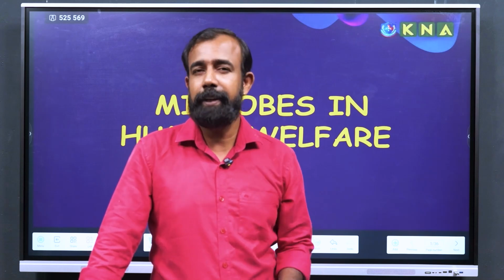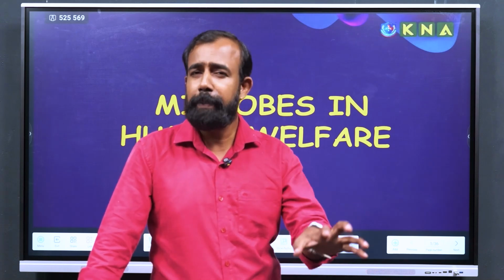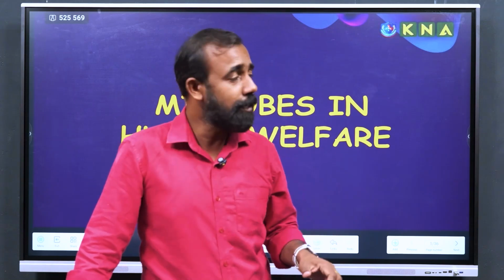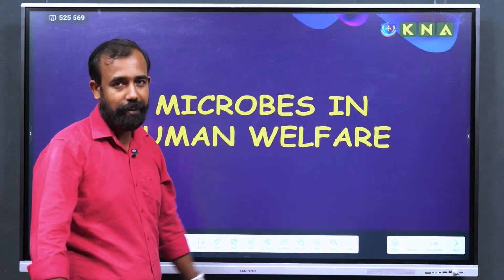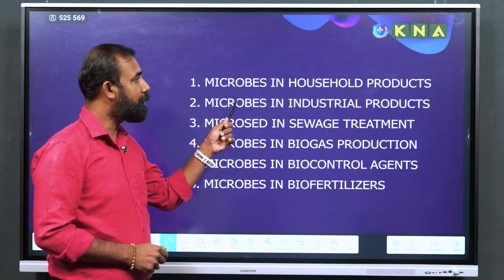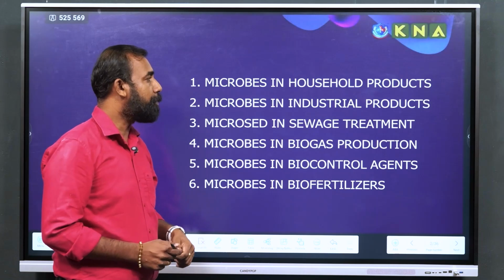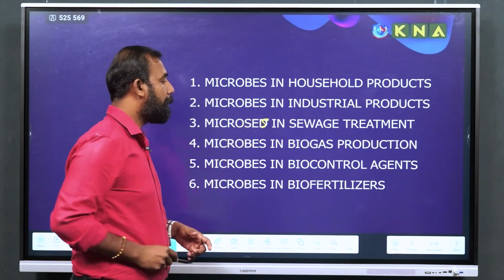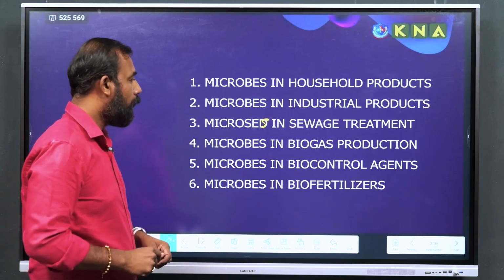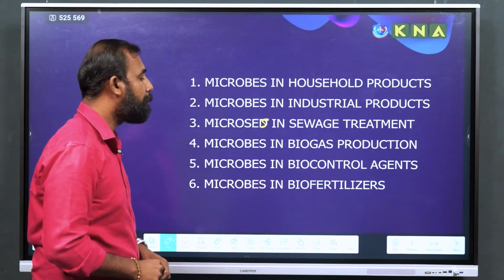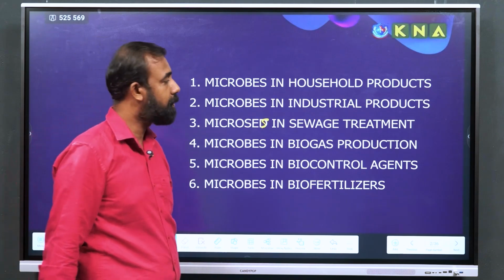Microbes can be harmful or beneficial. In this chapter, we are going to discuss the beneficial role of microbes, that is, microbes in human welfare. Clear? These are the subtopics we are going to discuss: microbes in household products, microbes in industrial products, microbes in sewage treatment, microbes in biogas production, microbes used as biocontrol agents, and microbes in biofertilizers.